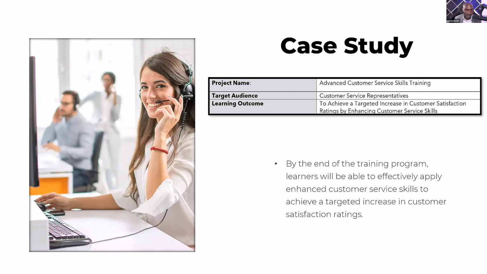So it's very clear what the learning outcome is in this case. So really, by the end of the training program, customer service representatives that go through this training program should be able to effectively apply these advanced customer service skills to achieve this targeted increase in customer satisfaction ratings, right? So that is what the learning outcomes would look like.